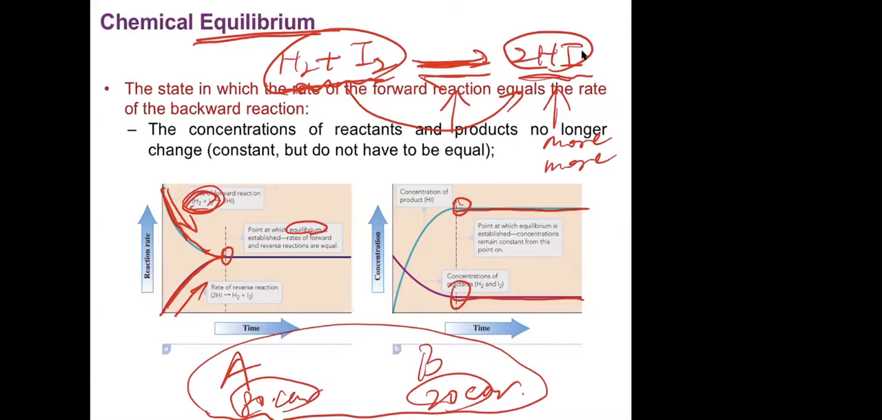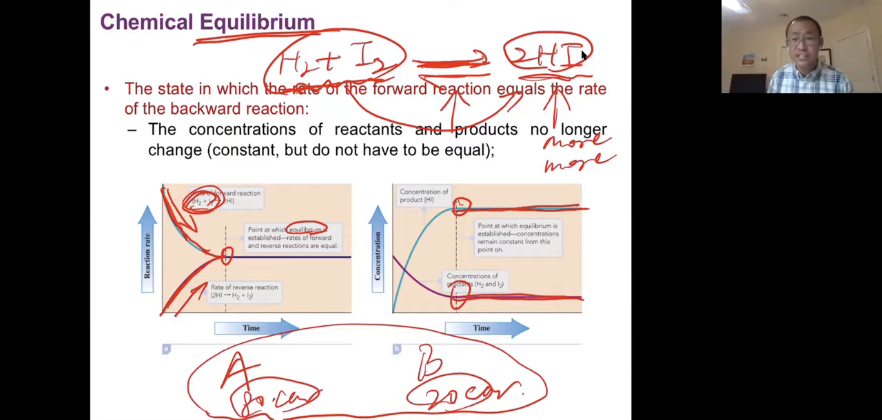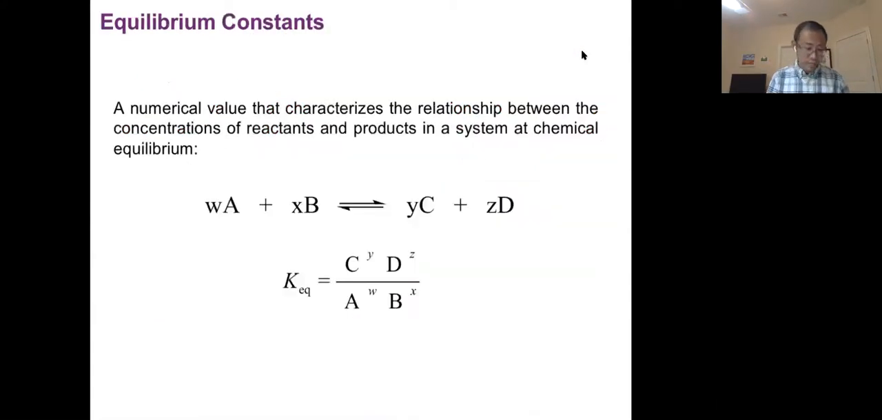Yes. Okay, you can see this flat. Flat means what? They don't change anymore, but they're not equal. What's equal? Here is equal. The rate is equal. Okay, that's everything about chemical equilibrium. Now, let's take a look. How do we quantify a chemical equilibrium? We quantify chemical equilibrium using a term called the equilibrium constant, capital K.